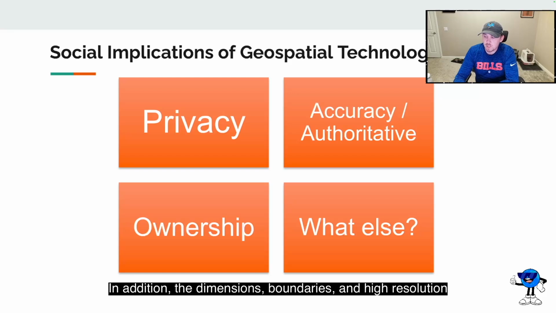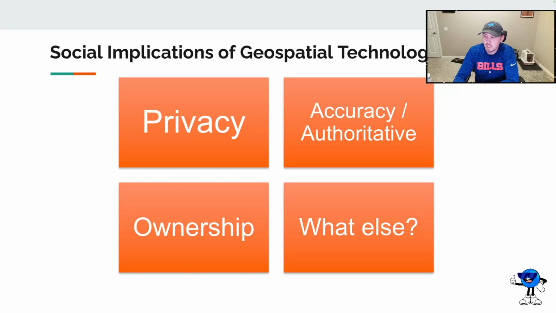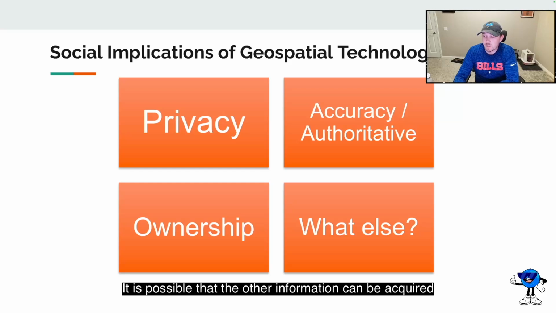In addition, the dimensions, boundaries, and high-resolution image of your property can be obtained easily. It is possible that other information can be acquired, such as a close-up photo of your house taken from the street and accessed directly from a website. All of this is free, publicly available information that can be obtained with just a few clicks of a mouse. Anonymity about where you live or work is becoming a thing of the past. What does the widespread availability and access to this type of spatial information mean with regard to privacy?